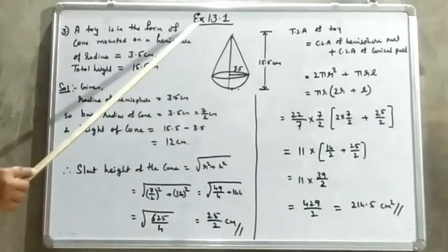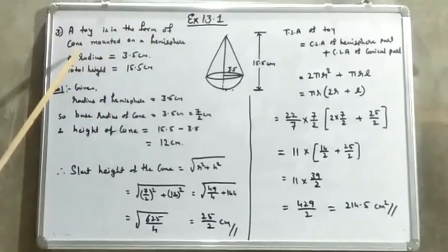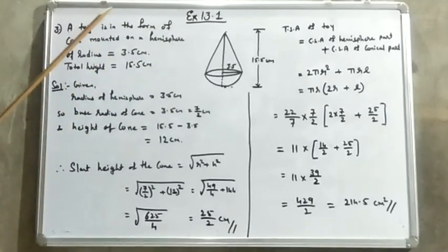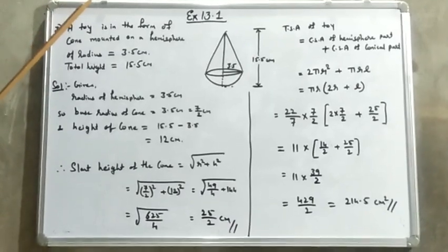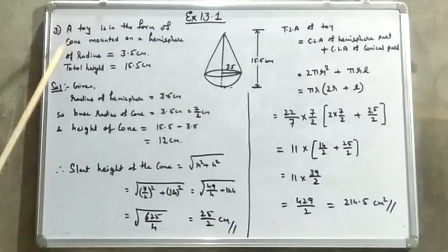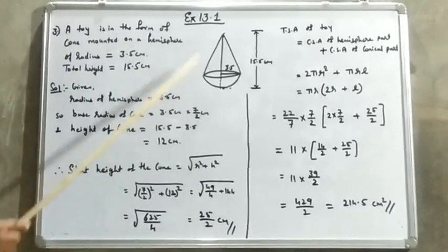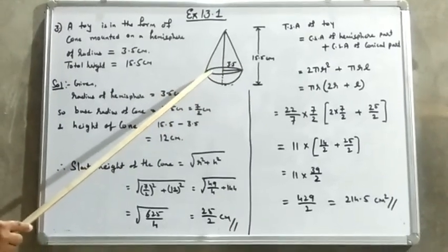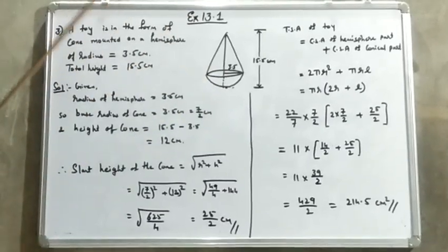Question 3 of exercise 13.1. A toy is in the form of a cone mounted on a hemisphere. Mounted means it is kept in a particular way where the radius of both the upper and the lower part are the same. So here you can see the figure. Here the upper part is a cone and the lower part is a hemisphere. The base radius of the cone and the radius of the hemisphere are the same and they are mounted on each other.